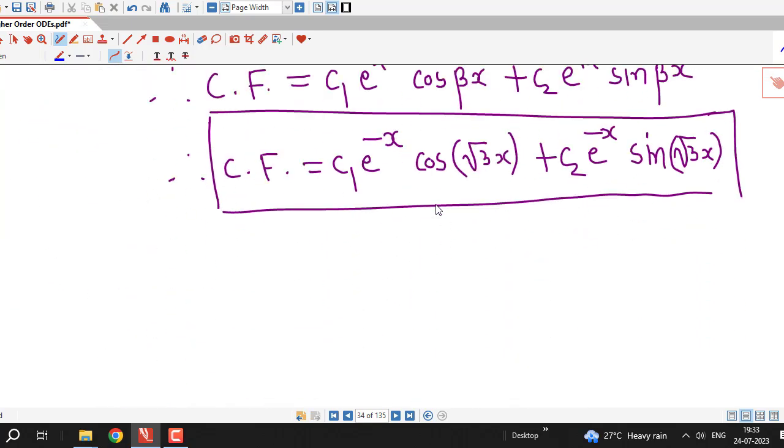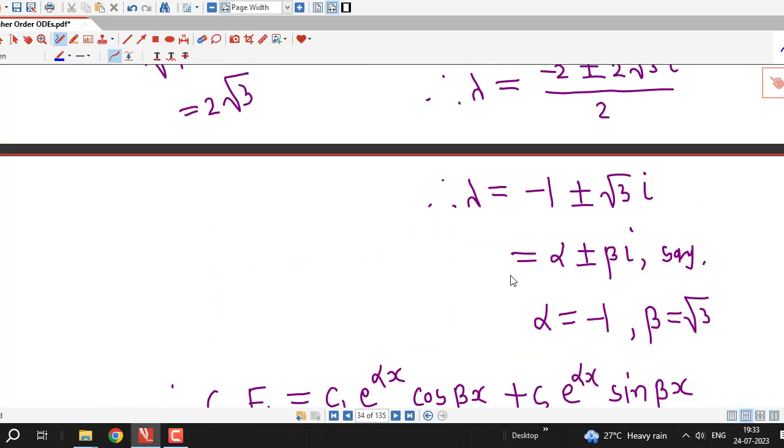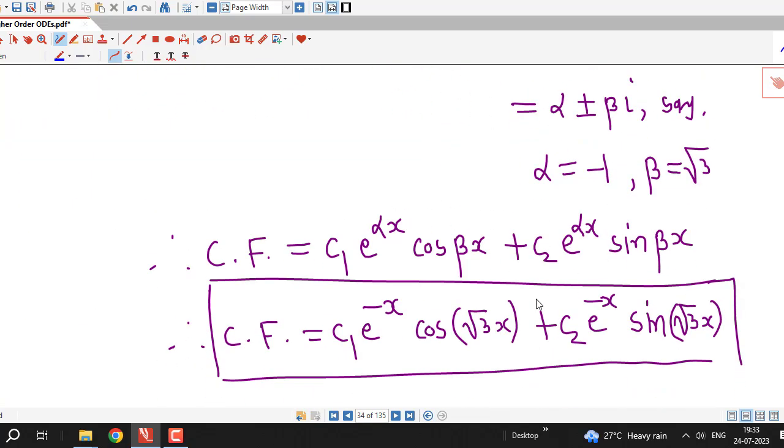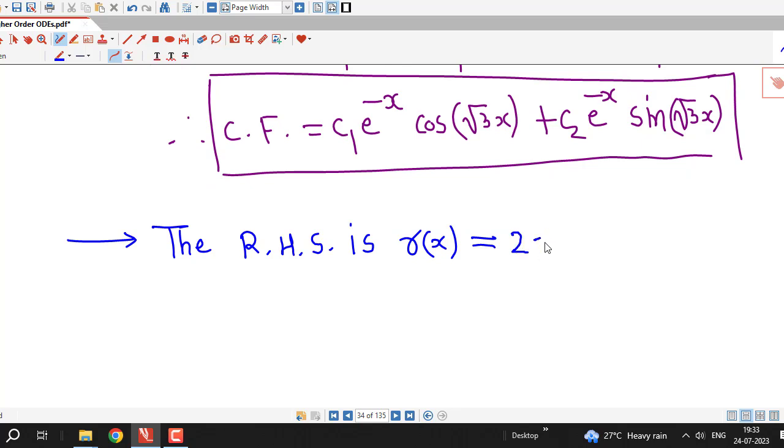The idea of the method is that, depending upon the right hand side of the given differential equation, we have to assume the trial solution. Here the right hand side is denoted by R(x), and it is 2x² + 3e^(-x). Here I have two functions in the addition. One function is x², another function is e^(-x).